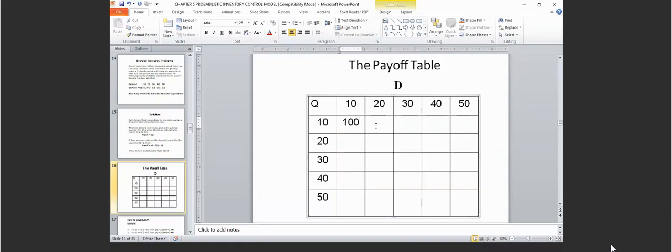We have 100. And for the second cell here, although the demand is 20 units, which is higher than the quantity of items that we have, we are still able to sell all the ornaments to our customer. So the expected profit in this cell remains at 100 ringgit.